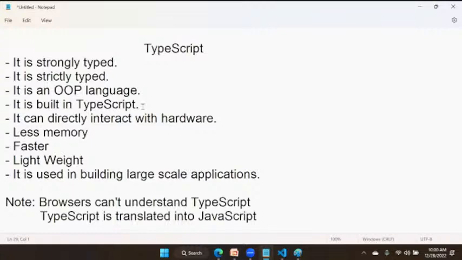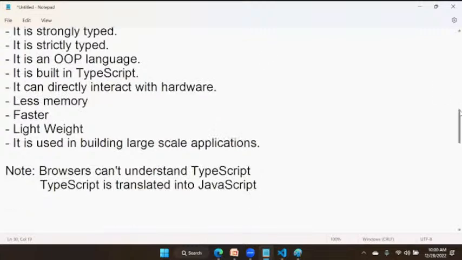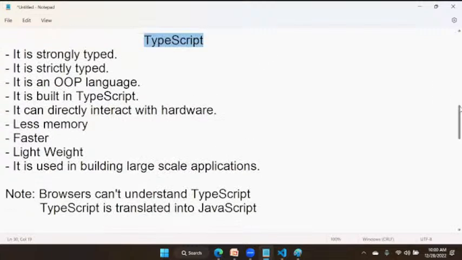When compared to other OOP languages, this is better, because other OOP languages have a drawback: they cannot directly interact with hardware. They are heavy. They need more memory, right? So technically, that is the advantage of TypeScript. That is the reason in Angular, you have to learn TypeScript first.